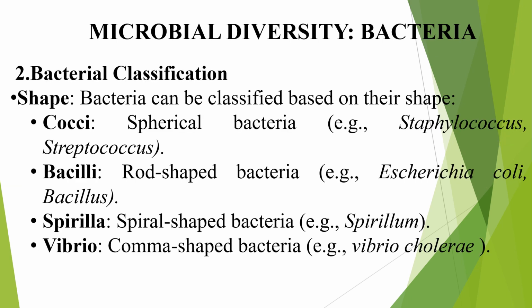2. Bacterial classification. Shape. Bacteria can be classified based on their shape. Cocci, spherical bacteria. Example, Staphylococcus and Streptococcus. Bacilli, rod-shaped bacteria. Example, Escherichia coli and Bacillus. Spirilla, spiral-shaped bacteria. Example, Spirillum. Vibrio, comma-shaped bacteria. Example, Vibrio cholerae.